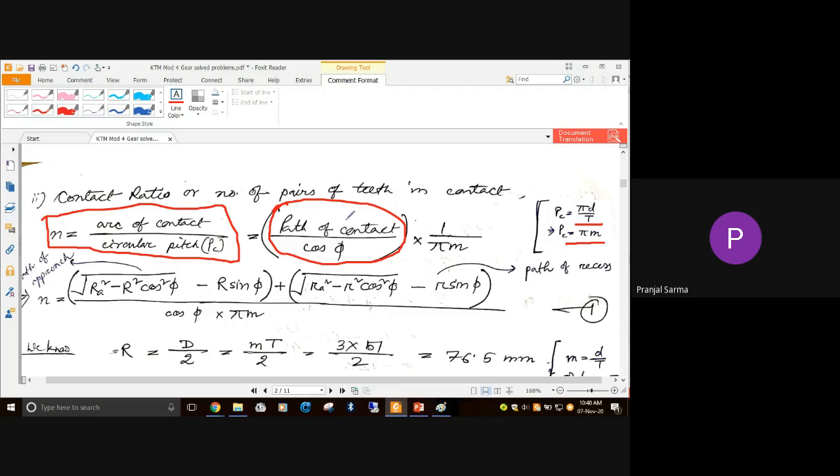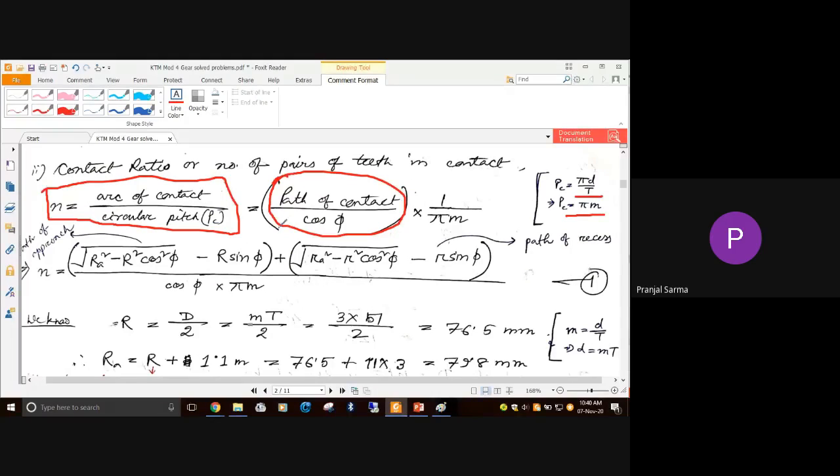Now for path of contact we already know we have two parts. Path of approach plus path of recess gives you the whole path of contact, and we already have a standard expression for it. So what is the path of contact? We can find out root over r_a square minus r square cos phi minus r sin phi, that is for the first part, the path of approach, plus the second part. If you see, these two parts are somewhat similar, but the capital R_a has been replaced by the small r_a.